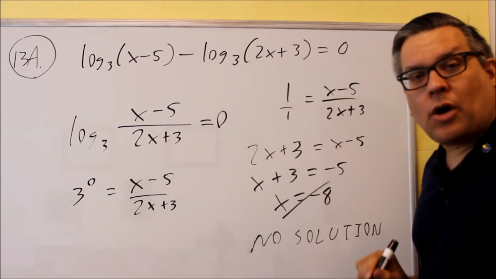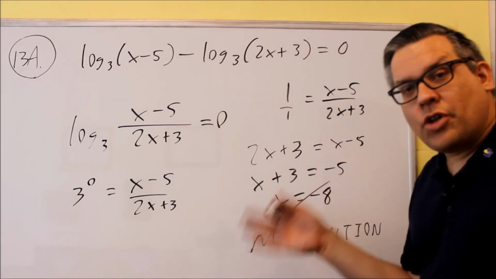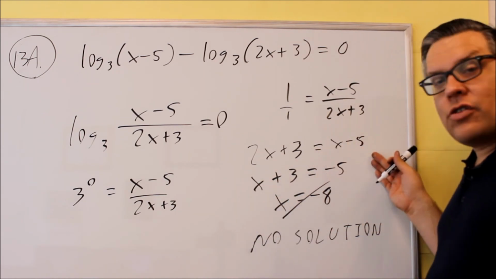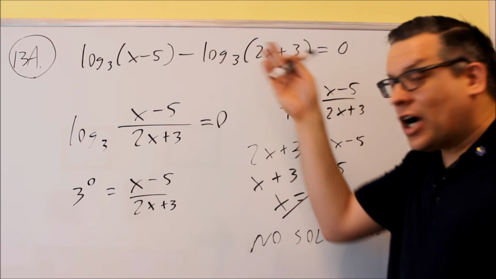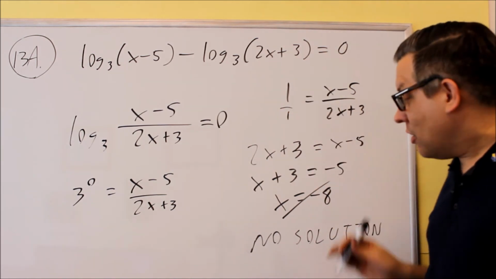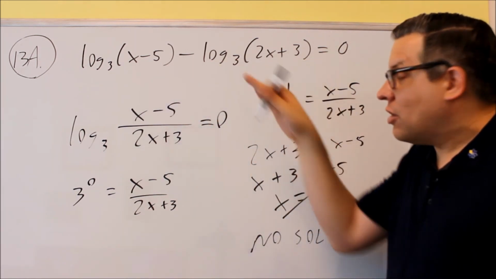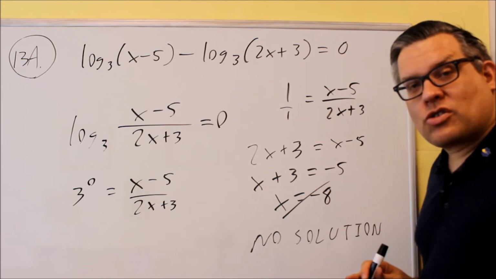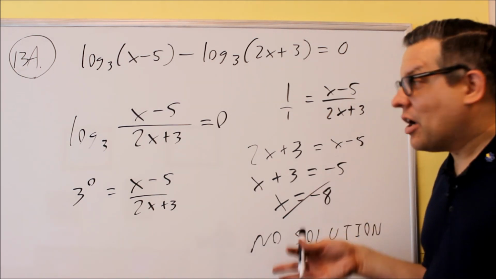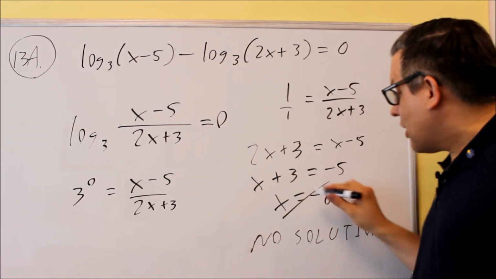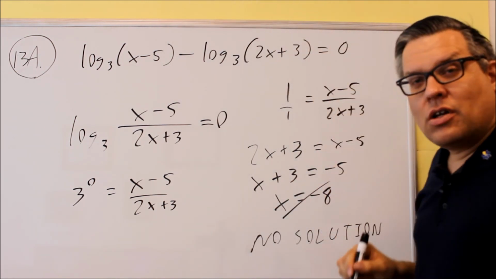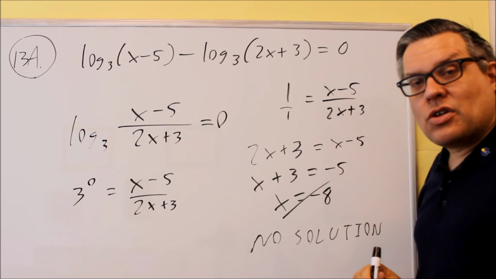Is a division problem always going to end up in no solution? No. It depends on what you get for the answer. If this would have resulted in like a positive 8, then I would have been fine. I would have put that down as my answer. But because I got negative and I checked it and it didn't work, then I get no solution. So you've got to check your answer. It's not always true that every single time you'll get no solution. Just take your answer and plug it back into what's inside the parentheses inside the log.